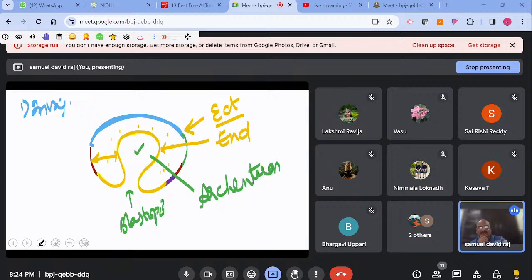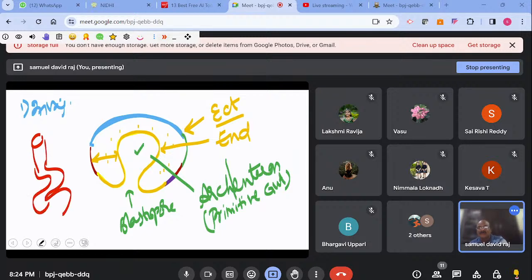Yesterday some of you did not hear this properly due to network issues, hence I am starting this again. The archenteron, the name itself says, arch means primitive, enteron means gut cavity. So archenteron refers to the primitive gut. Gut means we all have an alimentary canal which starts with the mouth and ends with the anus.